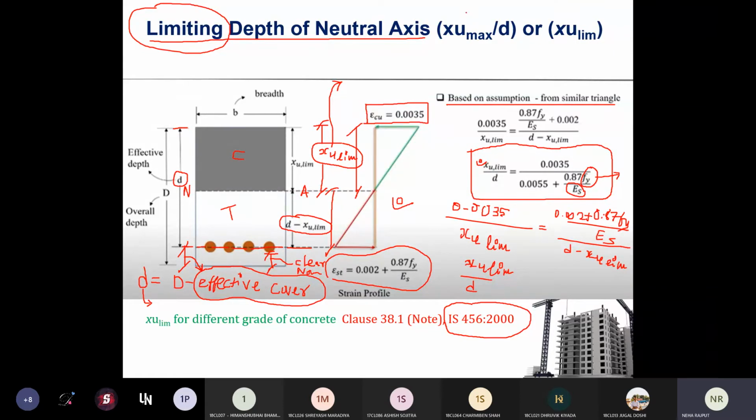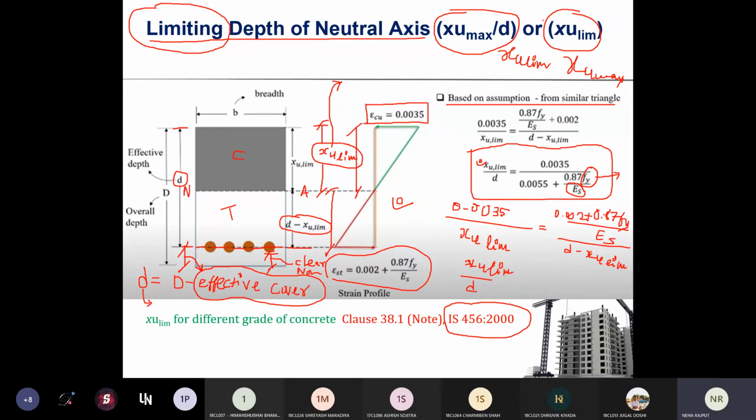Here this limiting value is also known as Xu max, or it is also known as Xu lim. You can use any of the notations, Xu lim भी कर सकते हो या Xu max भी कर सकते हो. Right. The physical meaning of this is that the code has restricted the line which will divide your compression and tension zone. And the application of this limiting value, that we will see in the next 2-3 slides. So this now depends on the different grades of steel.